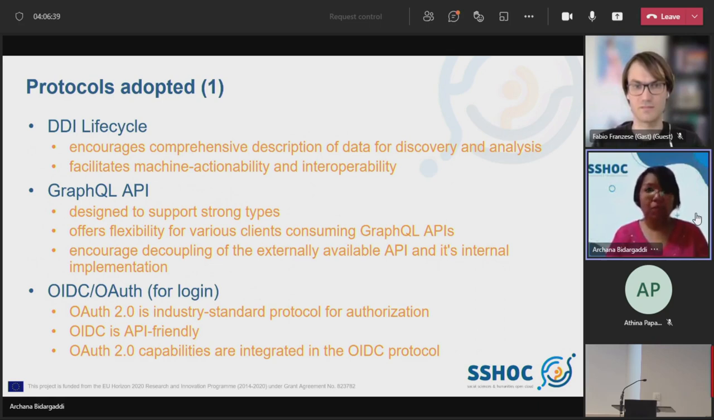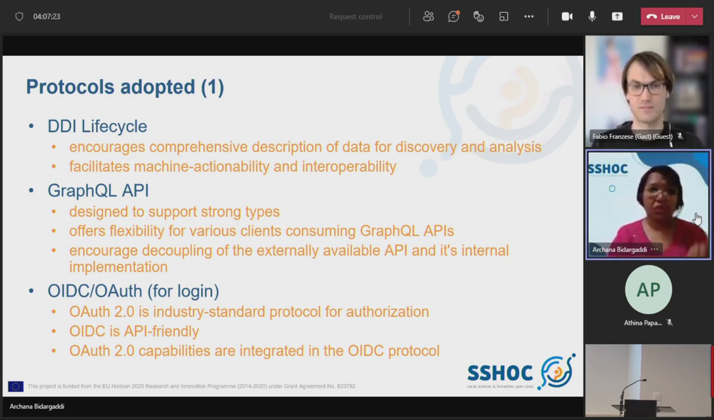And for login purposes, what we have used is OpenID and also OAuth. OAuth 2.0 is the industry standard protocol for authorization, and OpenID Connect is an API-friendly implementation of OAuth 2.0. And since OIDC is API-friendly, we have been able to reuse our single sign-on solutions we already had at NSD and make ESS users' experience of access to data and metadata smooth.